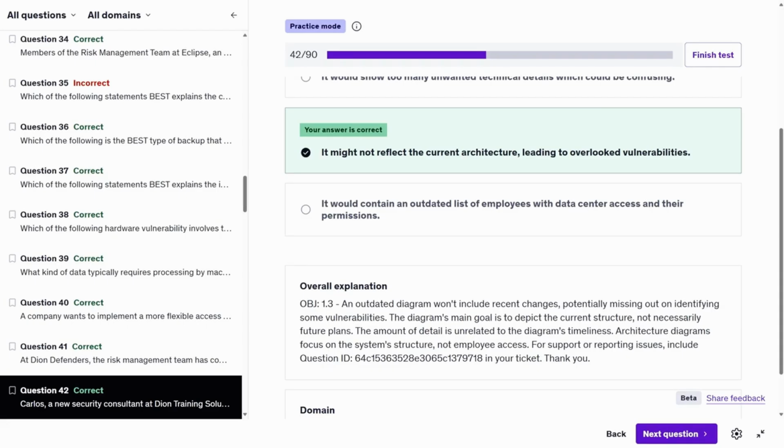The diagram's main goal is to depict the current structure, not necessarily future plans. The amount of detail is unrelated to the diagram's timeliness. Architecture diagrams focus on the system's architecture, not employee access.